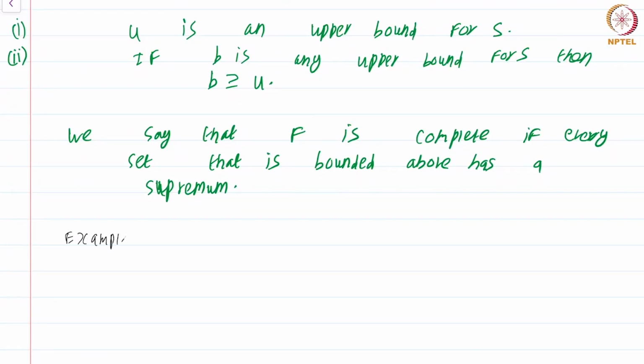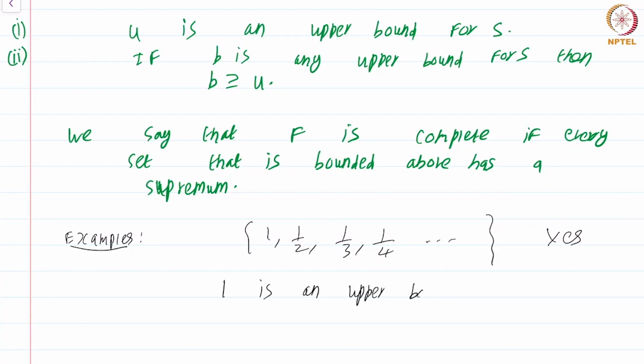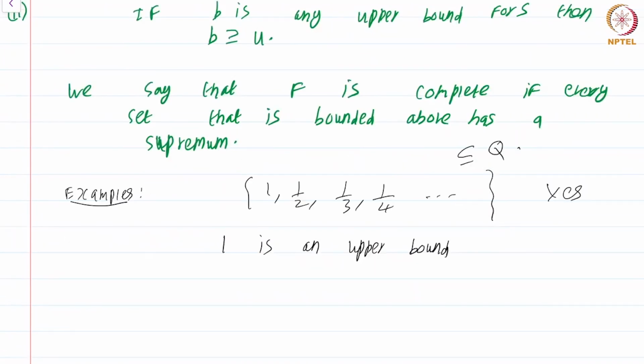Examples. Consider the set 1, 1/2, 1/3, 1/4, and so on. Is this set bounded above? Yes, this set is bounded above. What's a good upper bound for this set? 1 is an upper bound. Note, I haven't told you where this set is, so let me just take it as a subset of Q. In fact, 1 will be the least upper bound of this set.